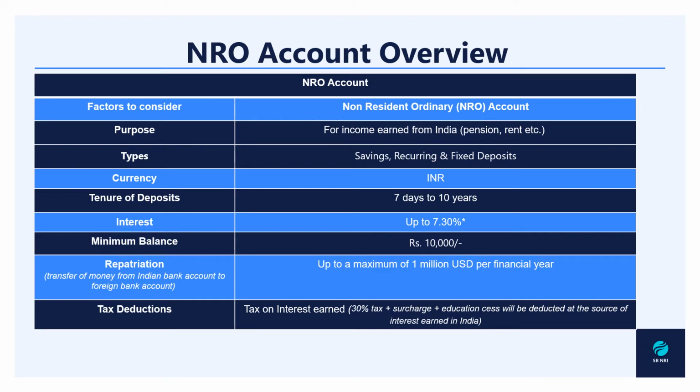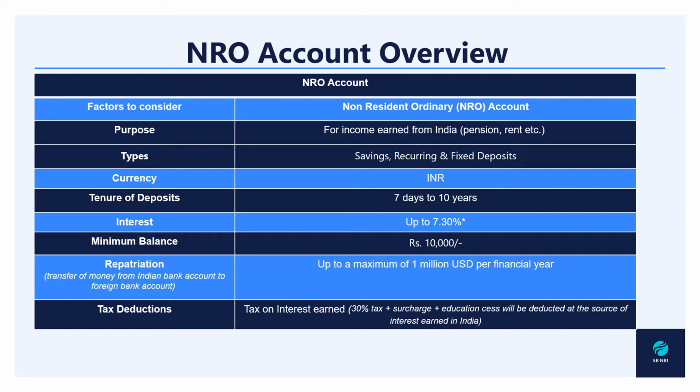To start with the overview, we will be considering some factors, starting with the purpose of the non-resident ordinary account. The purpose of the NRO account is to maintain the income that is earned from India, such as a pension, salary, or rent from any of your properties. The types of accounts you can opt for are savings, recurring, and fixed deposits, while the currency in which you have to maintain the account is INR. The tenure of fixed deposits ranges from 7 days to a maximum of 10 years.